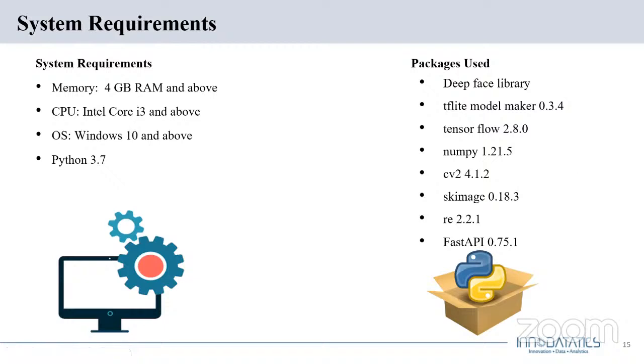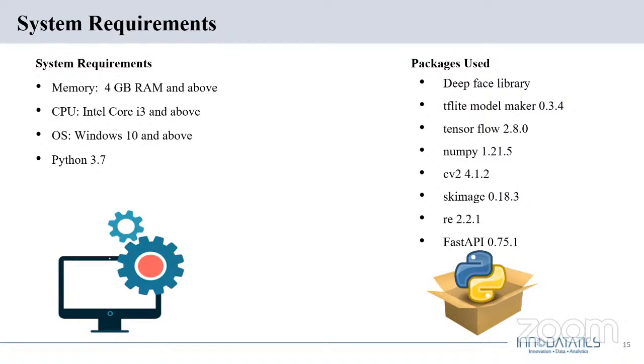Here we go with the system requirements. We tested with a minimum memory of 4 GB RAM, and it could be more. For the CPU, we have tested on an Intel Core i3, which is the basic one, and it can also be tested on GPU-based systems. The OS we have used is Windows 10, and it could be more than that. The Python version we preferred is Python 3.7. In the right section, we can see a couple of packages which were used in this model.